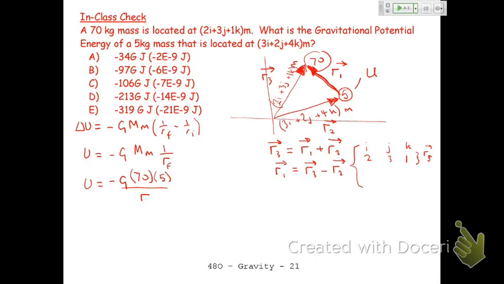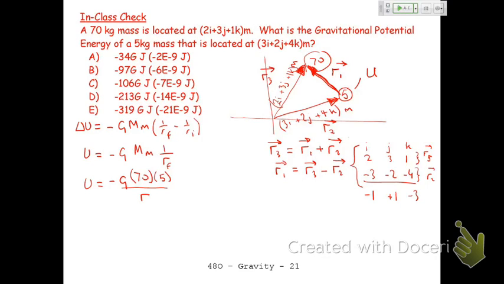I want to subtract from that, going to this, my R2. Well, there's my R2. Where I subtract, I just add the negative of. So I can have minus 3, minus 2, minus 4, I can just add those up. I get -1, +1, -3. Did I do that right?